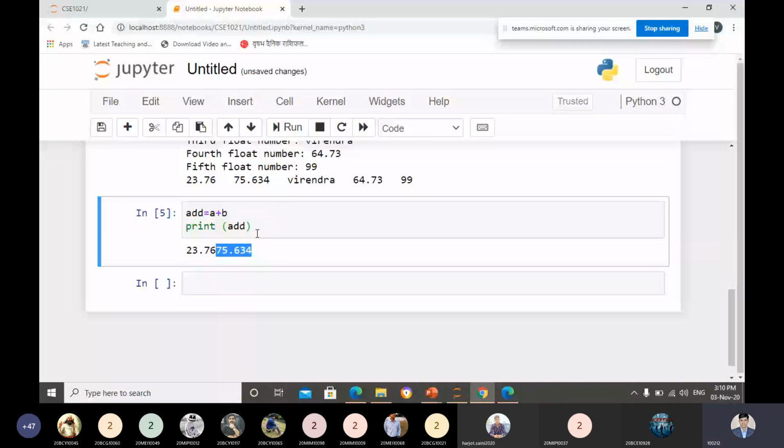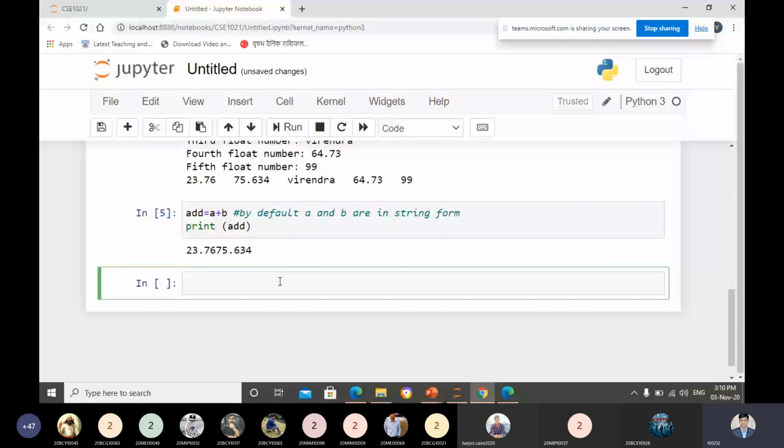By default, A and B are in string form. Oh, sorry, just let me correct this. By default, A and B are in string form. So that's why it is printing like that. So if I need to do the mathematical operation on the numerical values in the correct way, these values must be transformed into their own type.